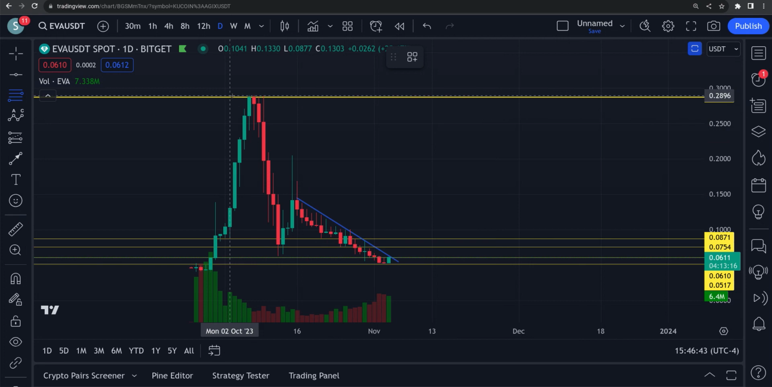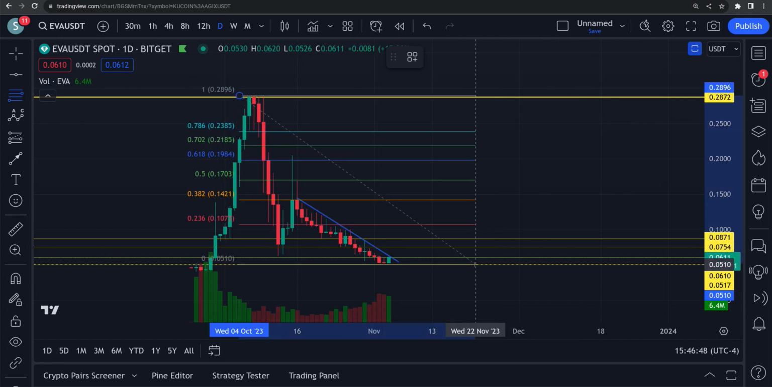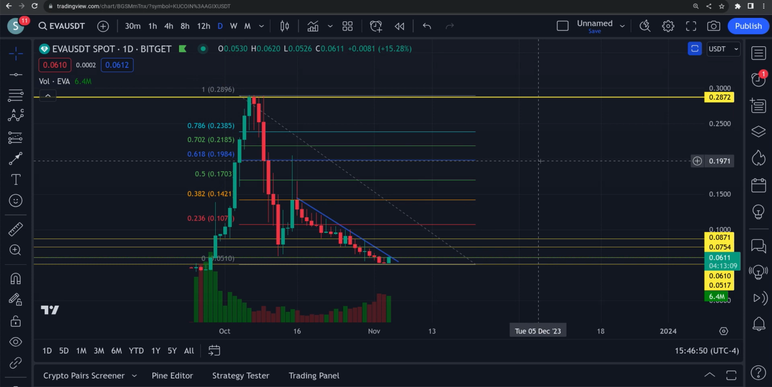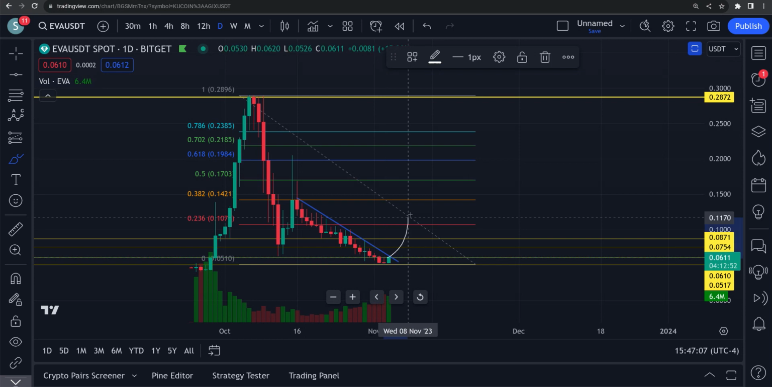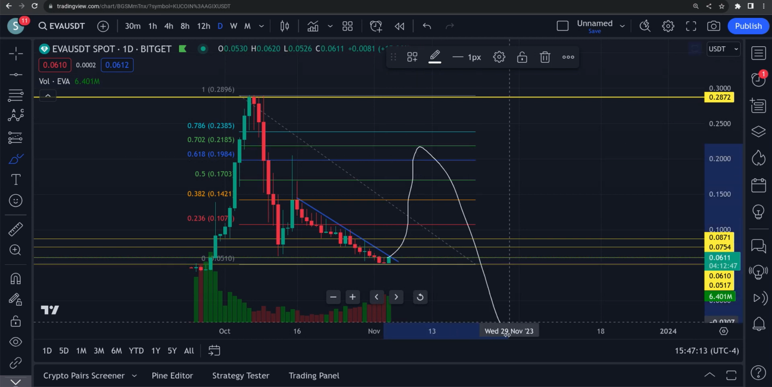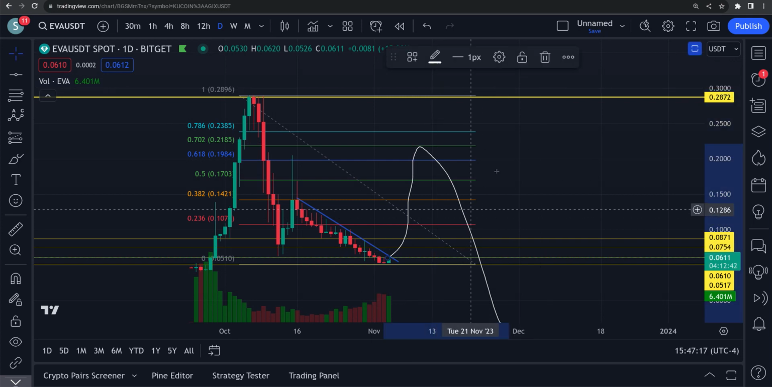Now, if you put a Fibonacci on this thing, a regular push up from here, this thing should at least come back up to 19 cents. That's the 618. 21 cents is the 702. That's what I'm looking for. As far as a retrace, you should get a bounce back up here. After a fall like this, you should at least get a bounce back up to the 618, 702 before it decides if it's going to dump out or keep going up. So that's what we're looking for first.